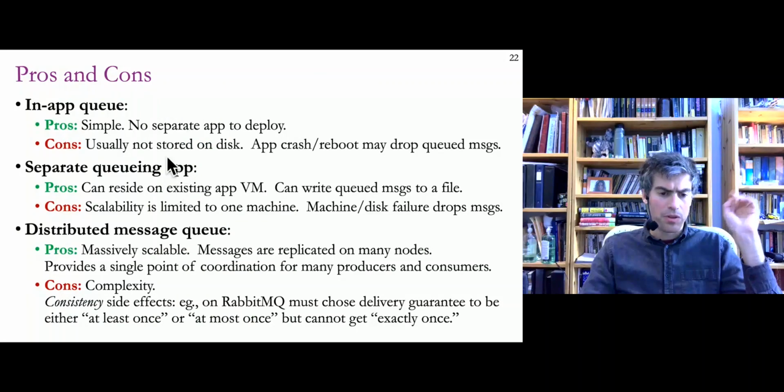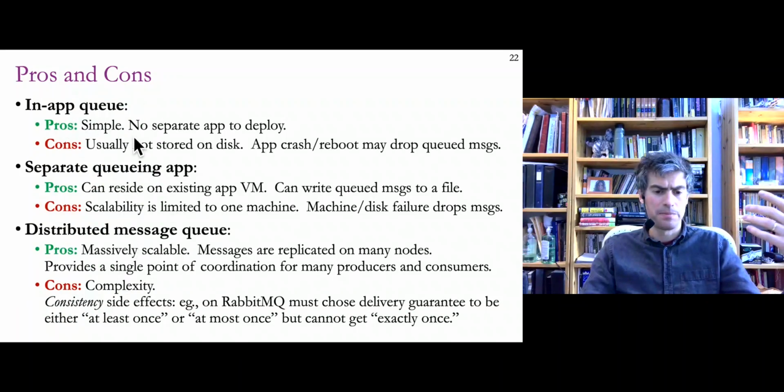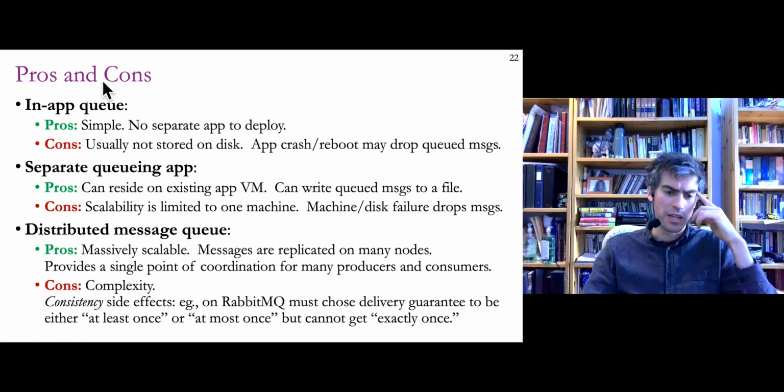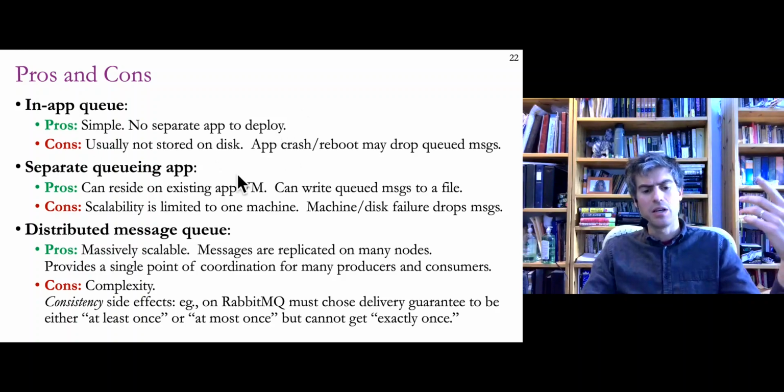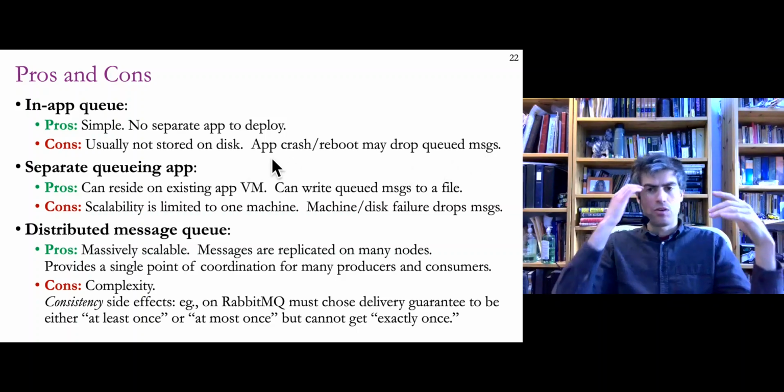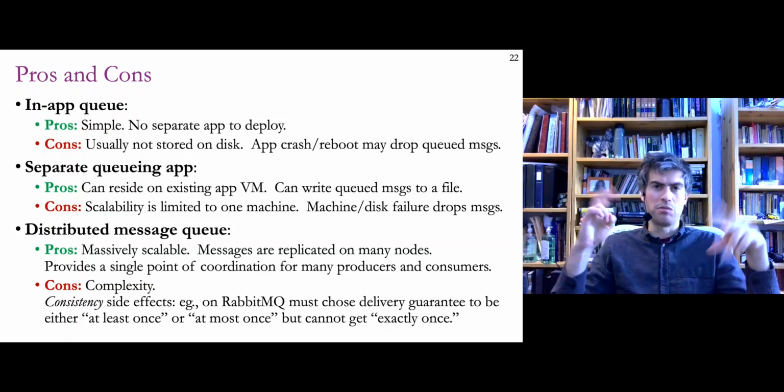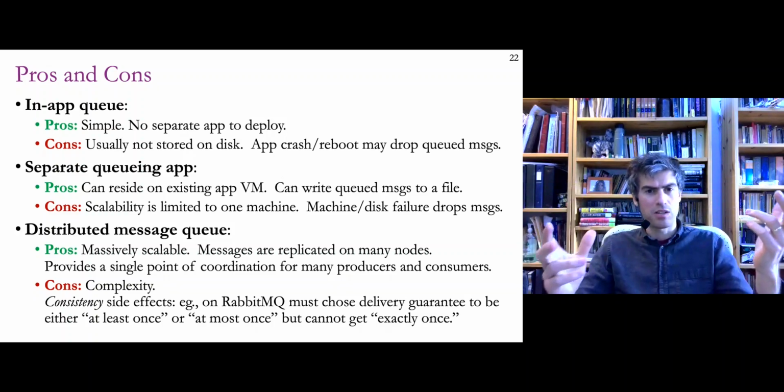So using queues at different levels has different pros and cons, and it's not really a matter of choosing between these, because you don't have to choose. You can use all of these, but each of them has different advantages and characteristics. An in-app queue usually is in memory, so it's fast and easy to use, but it's not backed up to disk. So if the app crashes, you might lose a lot of work that's in progress and hasn't been finished.